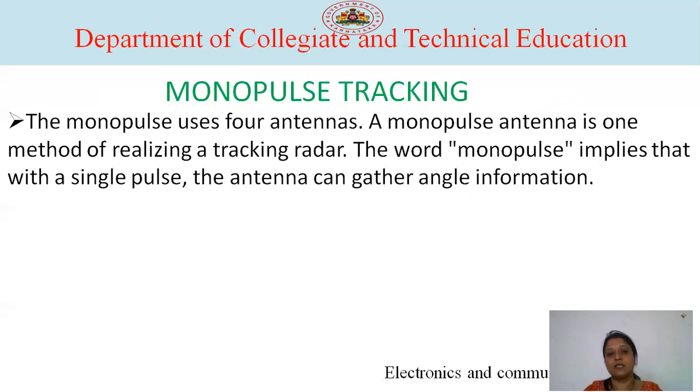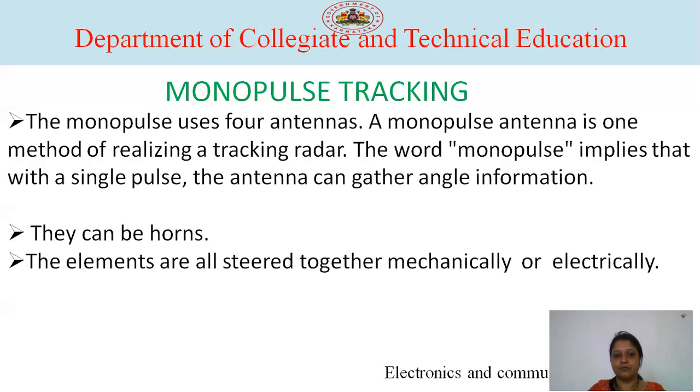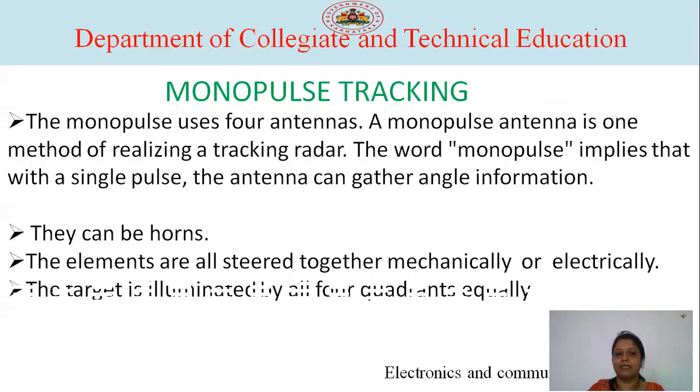The monopulse uses 4 antennas actually, but the pulse is single. A monopulse antenna is one of the methods of realizing tracking in radar. The word monopulse implies that with a single pulse, it can do that particular task. The antenna may be a horn-shaped antenna, and the elements are all tied together mechanically and electrically. All 4 antennas should be connected mechanically and electrically. The target is illuminated by all 4 quadrants equally.